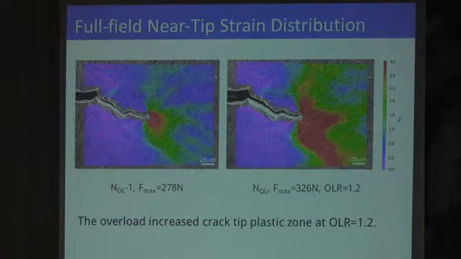Now here is the first shot of the near-tip strain. This is before overload. This is at overload, both at maximum load. You can see that even though the overload ratio is only 20%, 1.2, the plastic zone, the red one that you see, which I can explain how they worked out, has increased massively due to the overload.